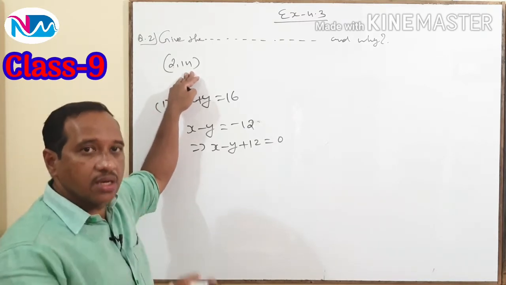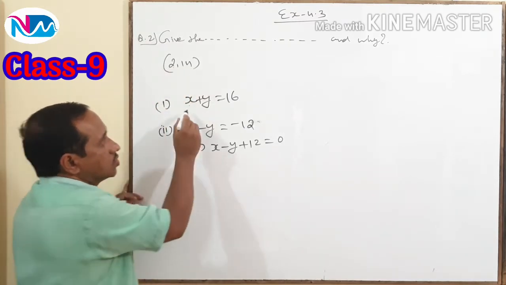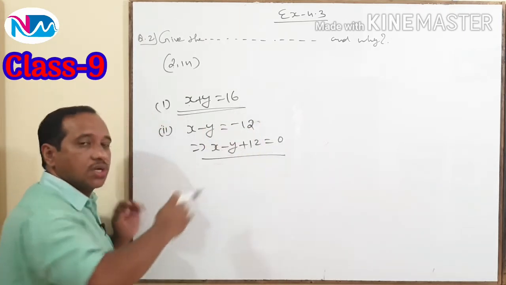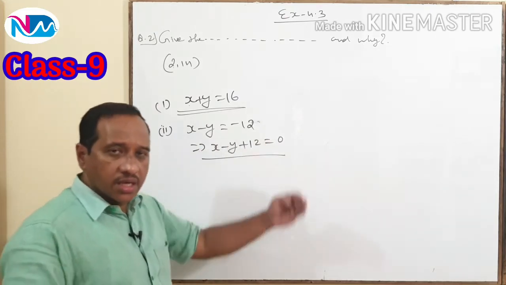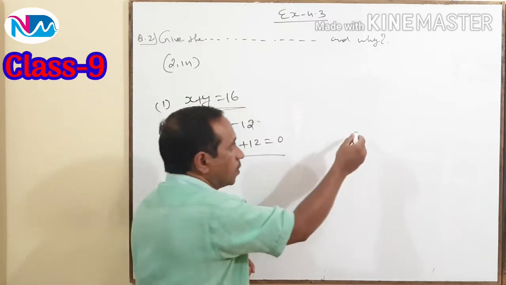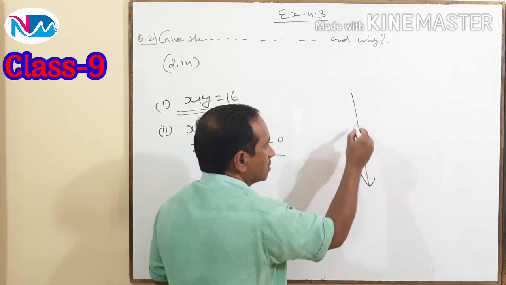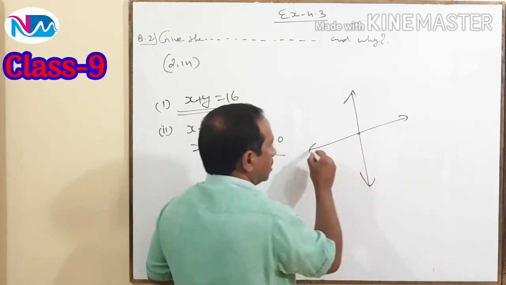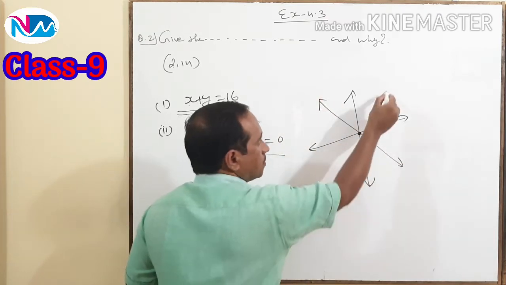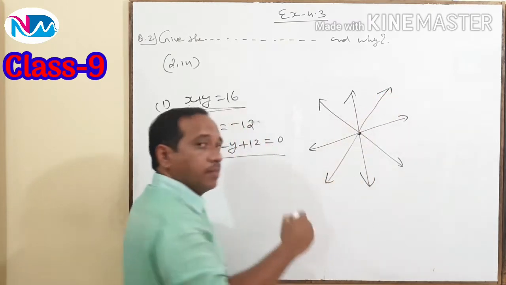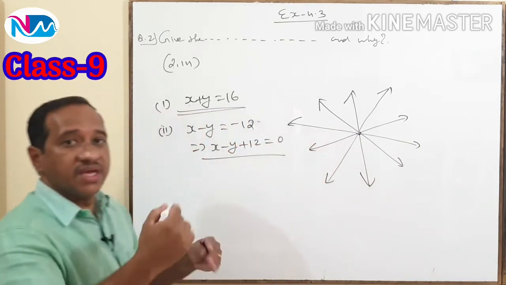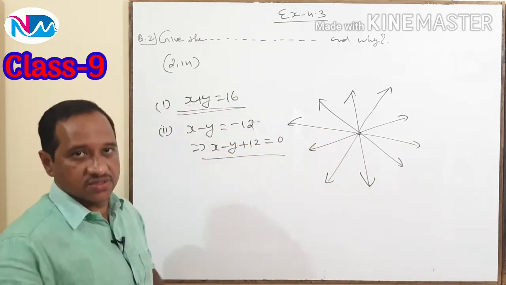Here we are required to write two equations. So the two equations are x + y = 16 and x - y + 12 = 0. Here we can have many such straight lines because through a given point, an infinite number of lines can pass. If this is a given point, we can draw many lines passing through this point. Therefore, we can write an infinite number of such equations.